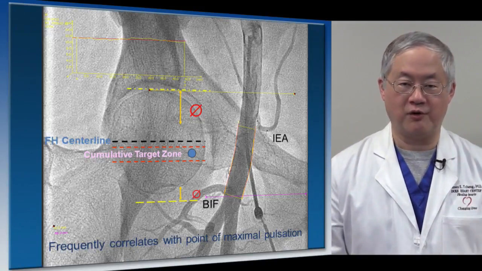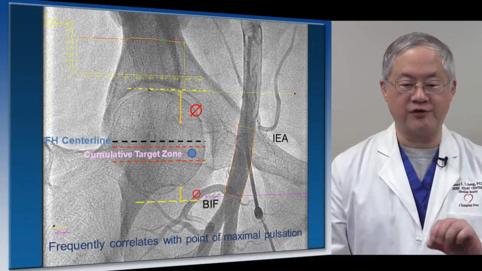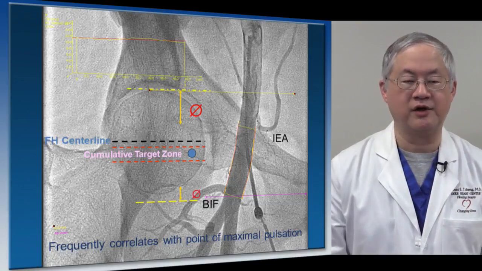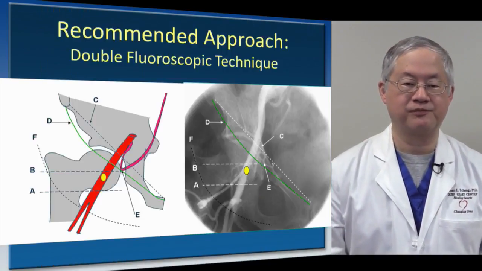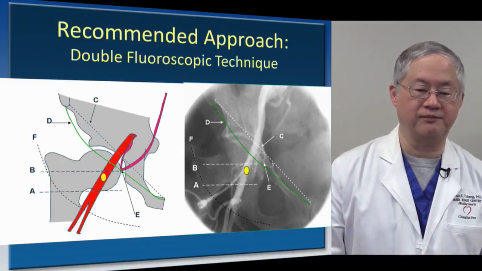So the answer to the question, inguinal crease, inguinal ligament, point of maximal pulsation, or previous puncture site, the real answer is you want to establish access through the skin so that the spot that you hit is at the point of maximal impulse. Now, how can you pretty much make sure that this happens every time?